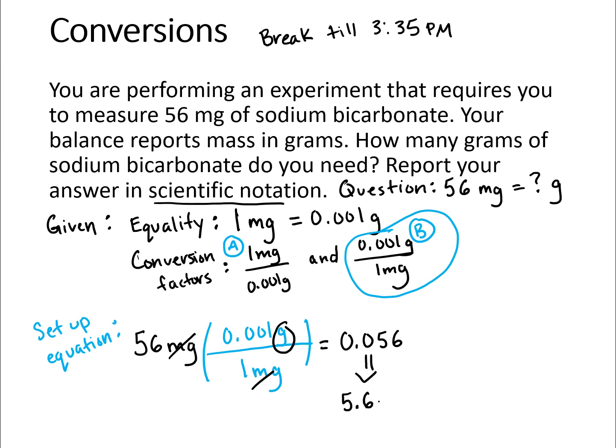The coefficient's going to be 5.6. And we're going to have a negative power of 10. 0.056 is less than 1, so that means our power of 10 is going to be negative. And then, of course, we can't forget the grams. That's why we did this thing in the first place, to figure out how many grams. That is our final answer.